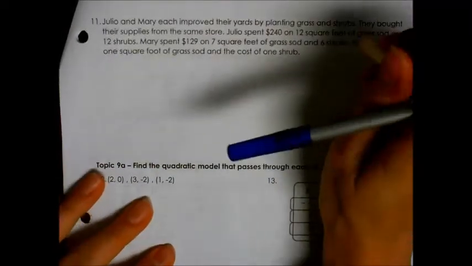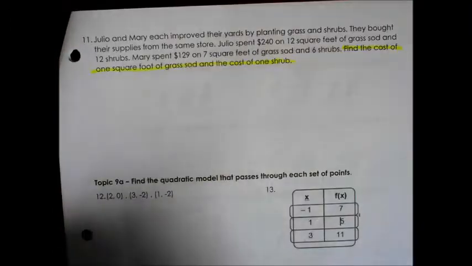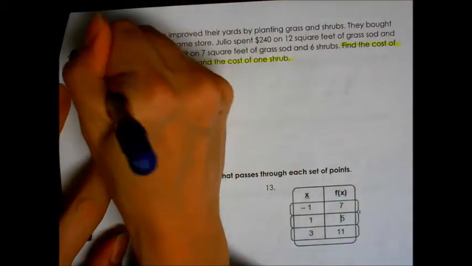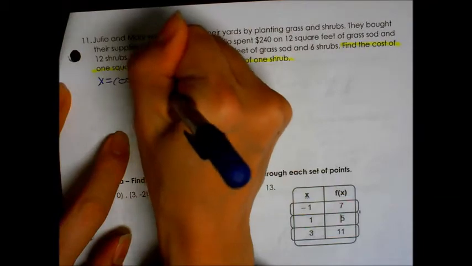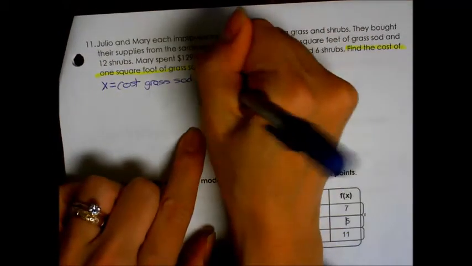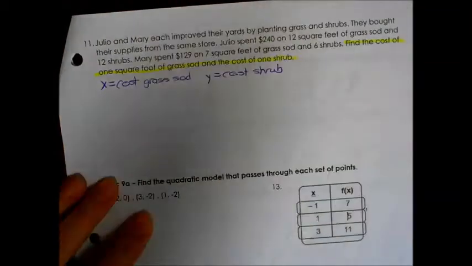So again, here's my question. The question is telling me what my variables are going to stand for. I'm looking for the cost of 1 square foot of grass sod. So I'm going to say x is the cost of the grass sod. And I'm looking for the cost of 1 shrub. So we're going to say y is the cost of a shrub. So I've defined my variables.